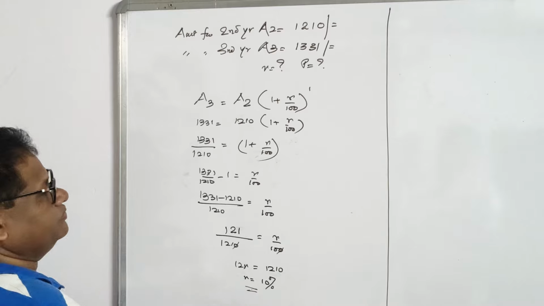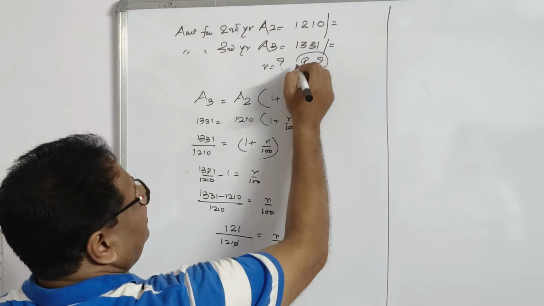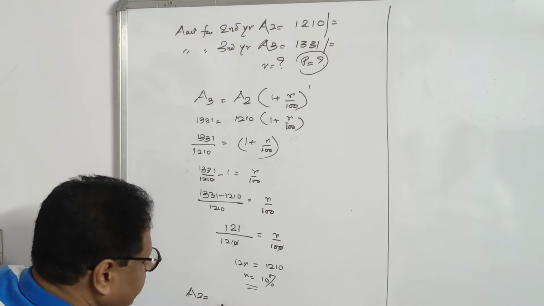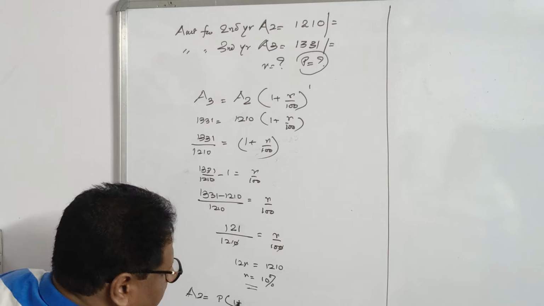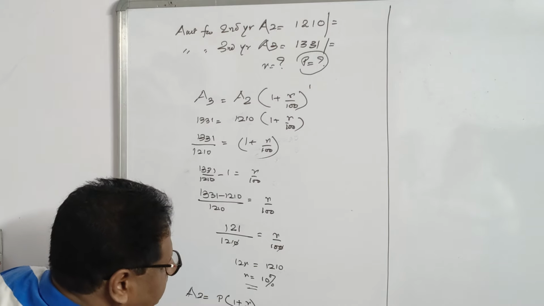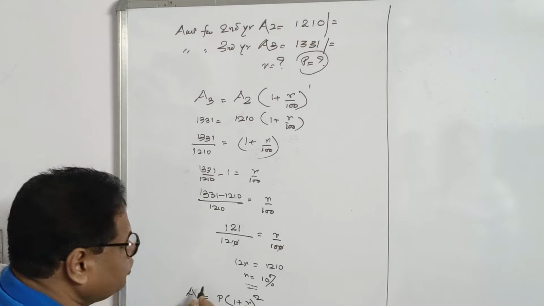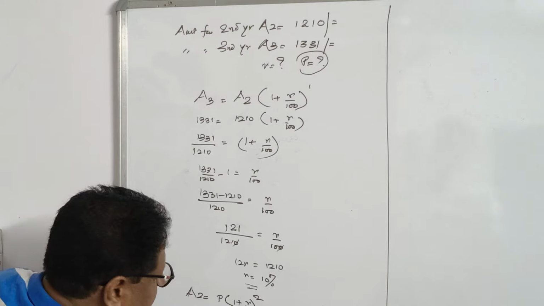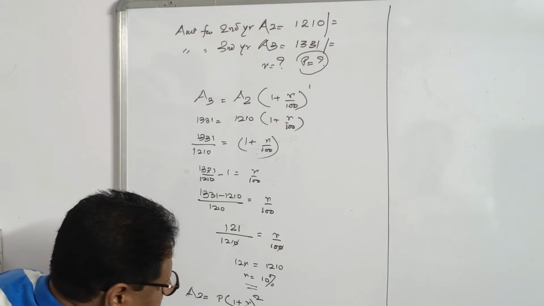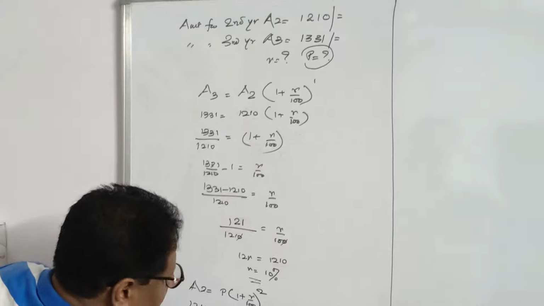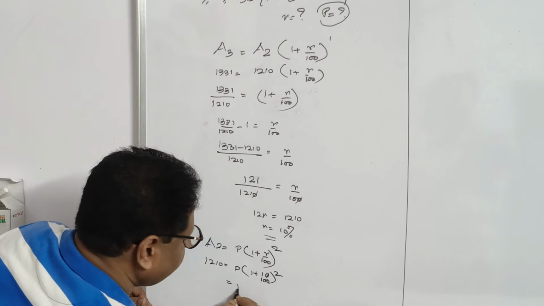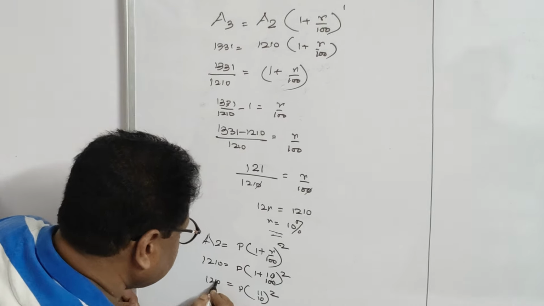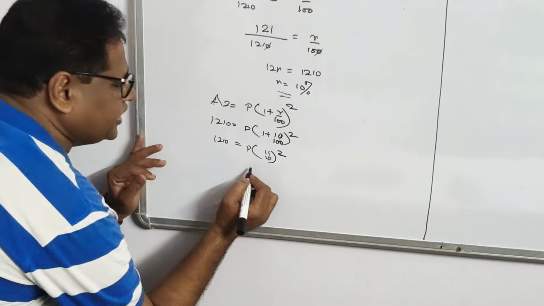Now using this rate, you have to find the principal. Okay. So apply the formula, take the lower amount. Now amount for second year equals P(1 + R/100)^2. Okay. So put the value of amount A2, that is 1210. This equals P, that is missing, (1 + 10/100)^2. So P, this is (11/10)^2 equals 1210. Now apply the cross multiplication.